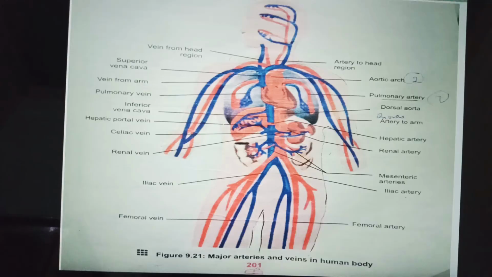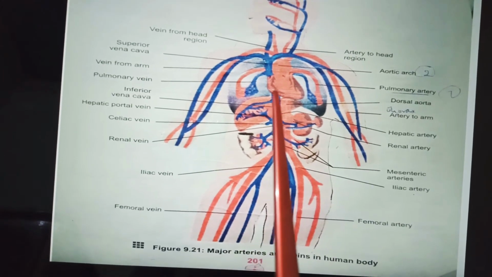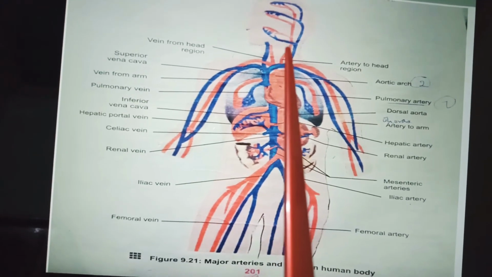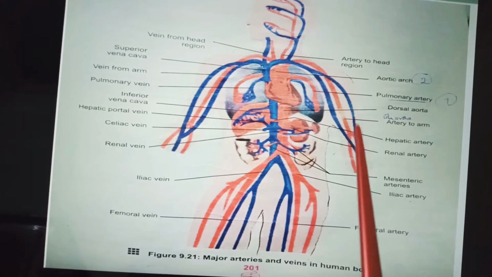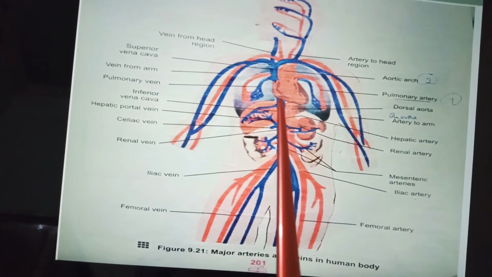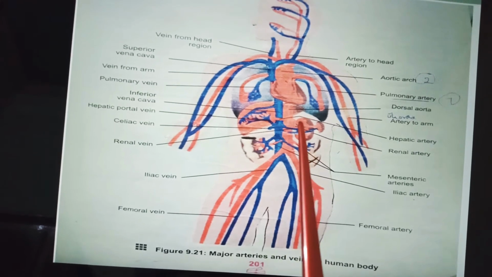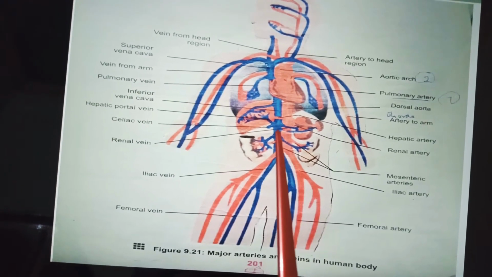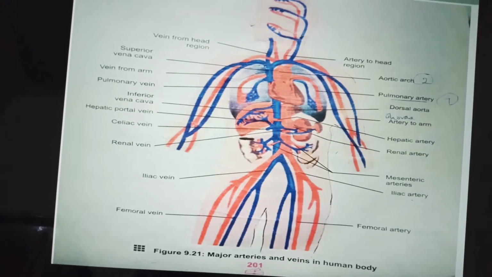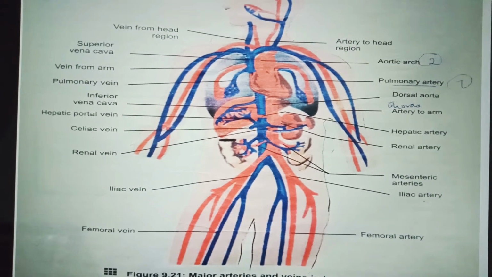From the upper surface of the aortic arch, three arteries emerge, which supply blood to the head, shoulder, and arms. As the aorta passes down through the thorax, it becomes the dorsal aorta. It gives off many branches, and the important ones are several intercostal arteries, which supply blood to the ribs.